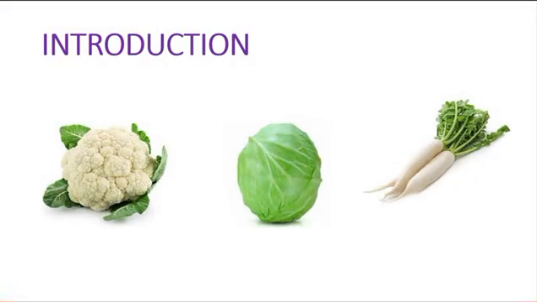Rani and Ravi went to the vegetable market with their mother. They saw a variety of fresh green vegetables with attractive colors. Their mother bought cauliflower, cabbage and radish. Ravi asked his mother, "Mom, do all vegetables grow under the soil?"